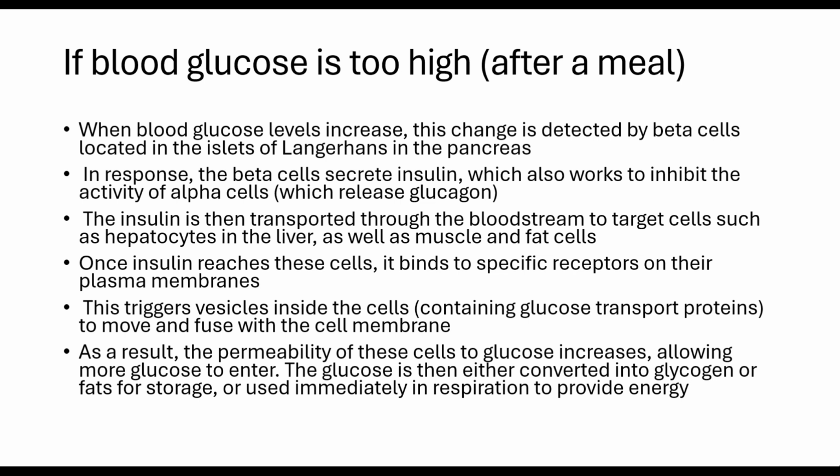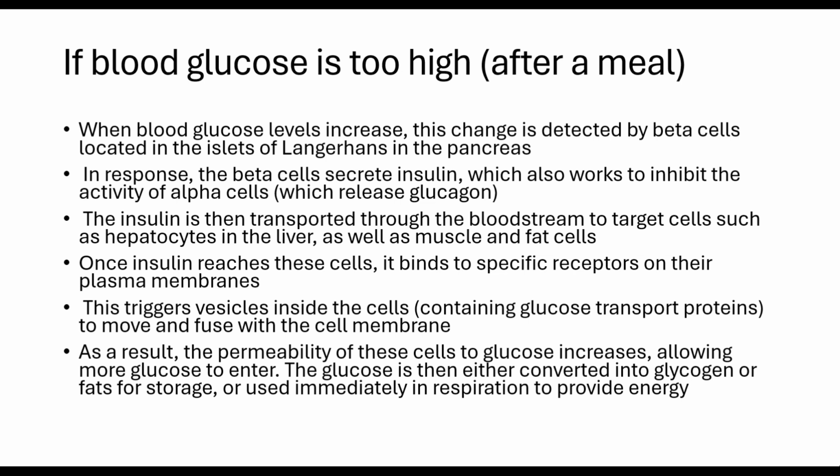The insulin is then transported through the bloodstream to target cells such as hepatocytes in the liver, as well as muscle and fat cells. Once insulin reaches these cells, it binds to specific receptors on their plasma membranes. This triggers vesicles inside the cells containing glucose transport proteins to move and fuse with the cell membrane. As a result, the permeability of these cells to glucose increases, allowing more glucose to enter.